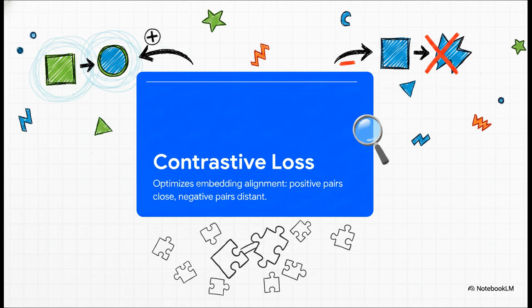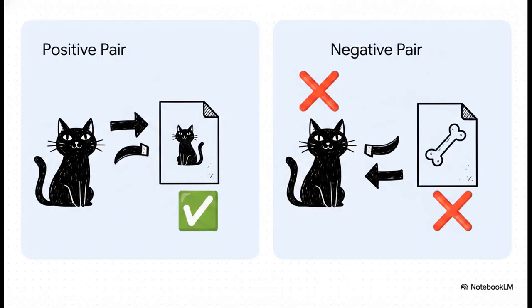The AI is basically just playing a massive matching game. And this loss function? It's simply the scoring system. It optimizes the alignment of the data embeddings by establishing a really strict set of rules for what is correct and what is totally incorrect. And this brilliantly illustrates exactly how that matching game works. The AI looks at positive pairs. So, for example, an image of a cat paired with the text, a cat.